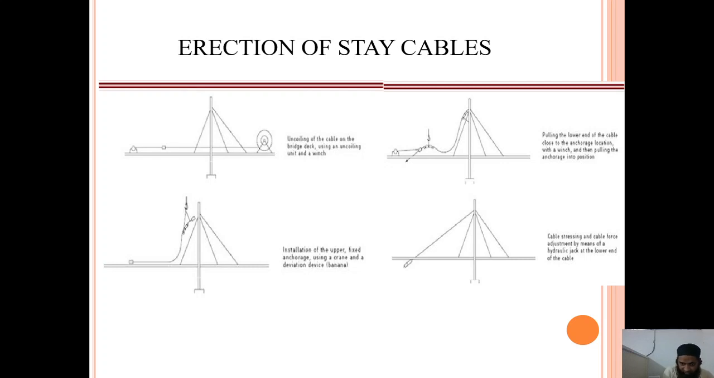Installation of the upper fixed anchorage uses a crane and a deviation device, followed by cable stressing and cable force adjustment by means of a hydraulic jack at the lower end of the cable. So by means of the hydraulic jack, it is tightened. You can see how the cables have been fixed here, slowly one after the other, and how they are tightened using the hydraulic jack.